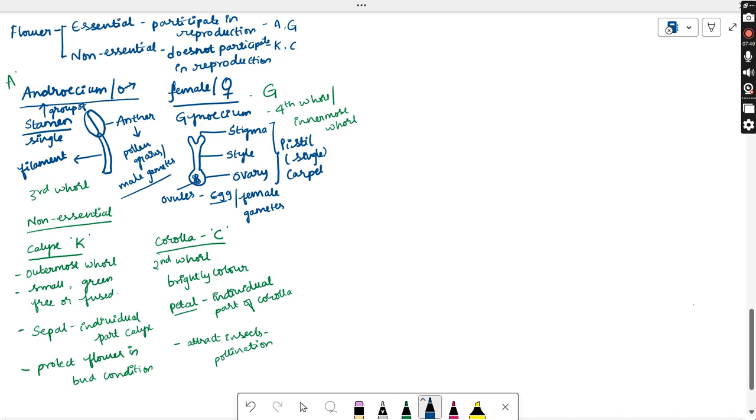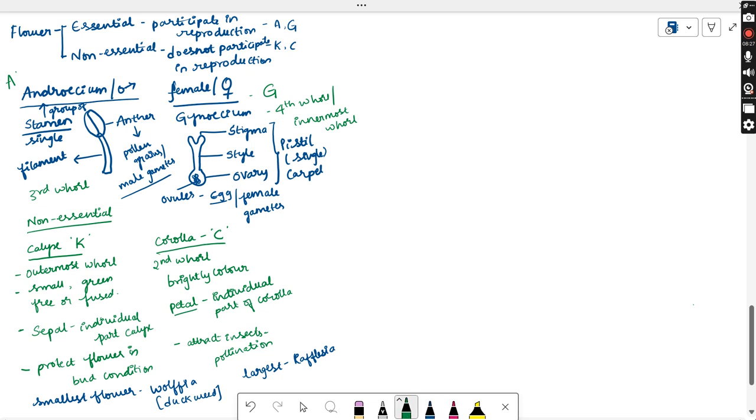And we have the smallest as well as the largest flower. Let me write here. The plant with the smallest flower is Wolffia, or the duckweed. In general terms, we call it duckweed. And the plant with the largest flower is Rafflesia. So the largest is Rafflesia, the smallest is Wolffia.